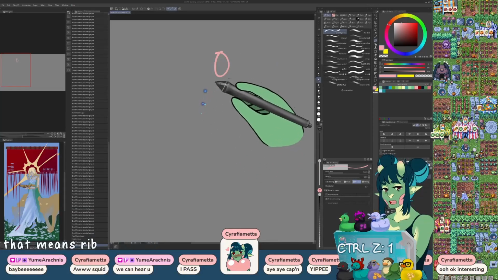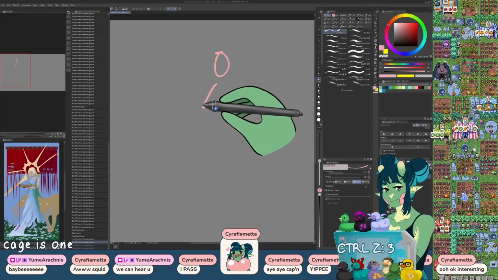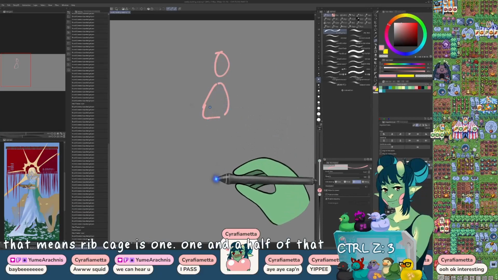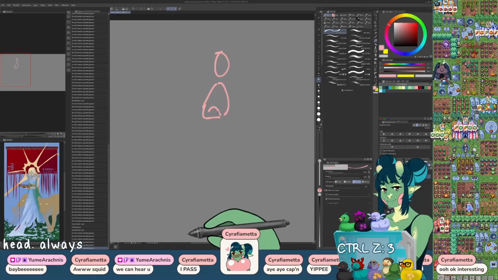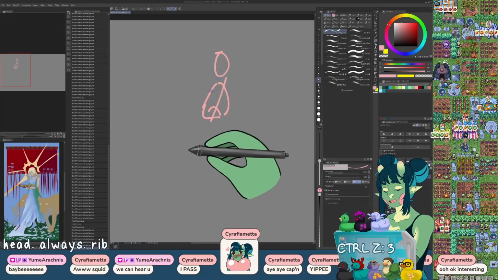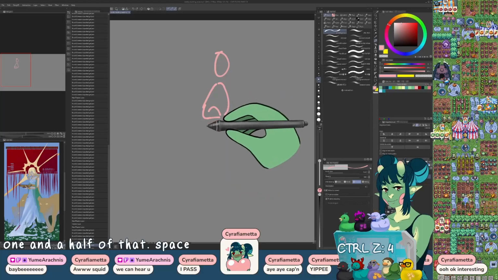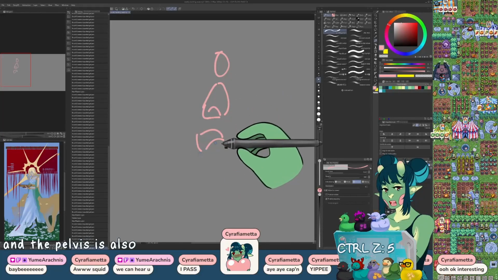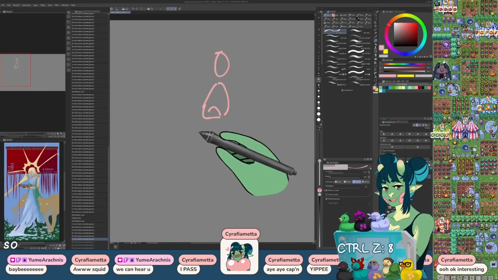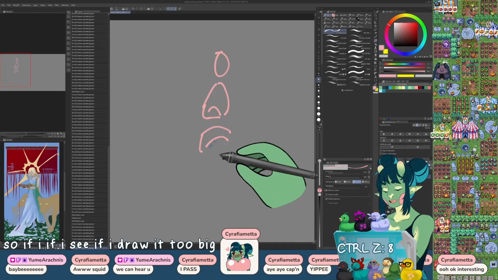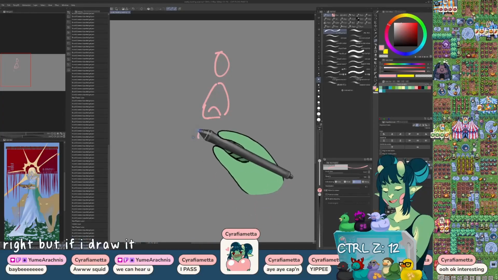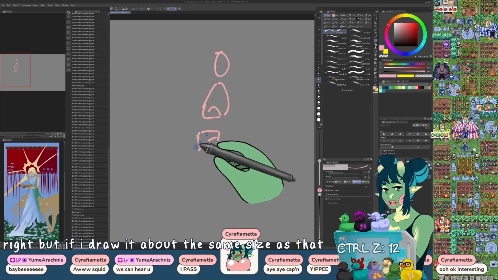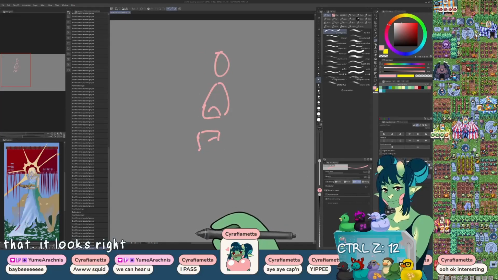That means the rib cage is one and a half of that head. Always. Rib cage is one and a half of that. The space from rib cage to pelvis is one whole head, and the pelvis is also the size of one whole head. So if I draw it too big, it looks bad, right? But if I draw it about the same size as that, it looks right. Right?